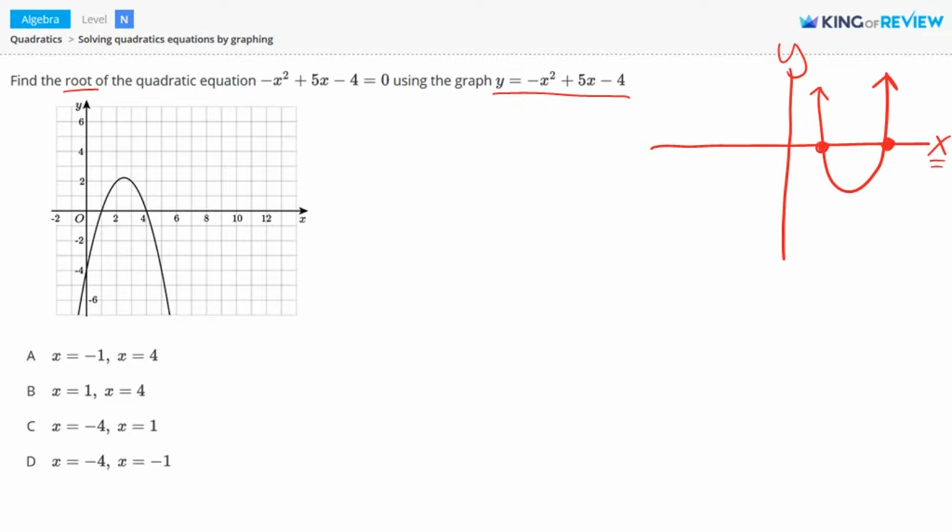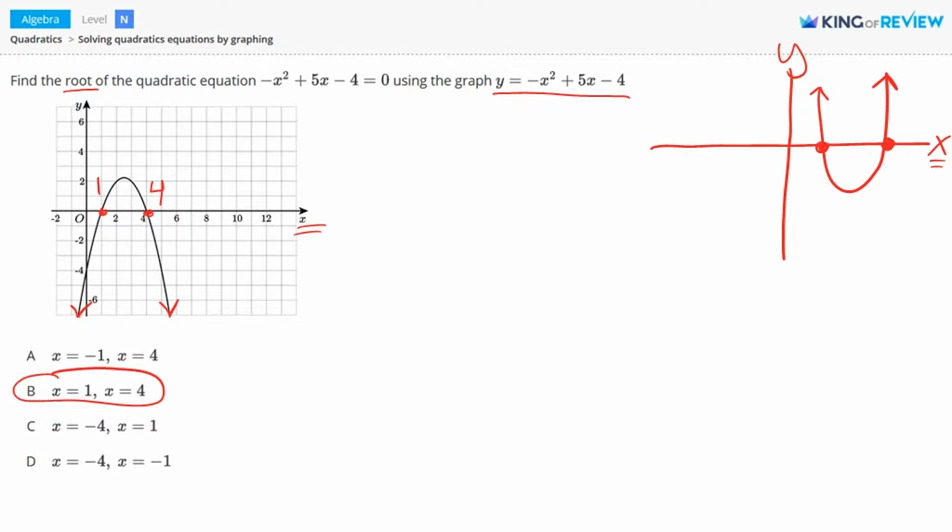Let's look at the graph of y equals negative x squared plus 5x minus 4. That produces this parabola here. Now, where does this parabola cross the x-axis? Well, it crosses at two different points. Right here, this is at x equals 1, and it also crosses here. This is at x equals 4. So it has two roots, x equals 1 and x equals 4. So that's letter B.